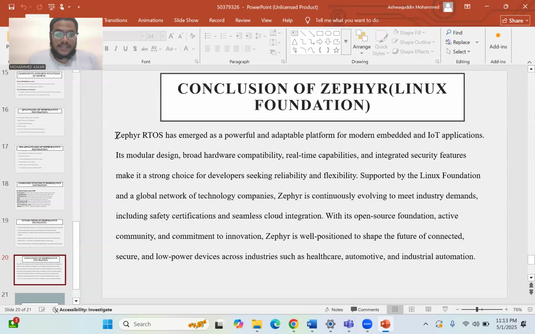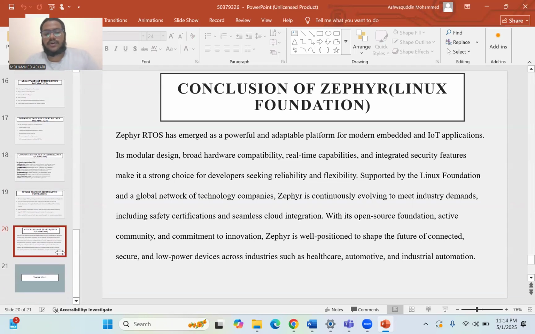All right. Zephyr RTOS has emerged as a powerful and adaptable platform for modern embedded IoT applications. Its modular design, broad hardware compatibility, real-time capabilities, and integrated security features make it a strong choice for developers seeking reliability and flexibility. Zephyr is continuously evolving to meet industry demands, including safety certifications and seamless cloud integration. With its open source foundation, active community, and commitment to innovation, Zephyr is well positioned to shape the future of the connected world. Although it's a new one, it's secure and low power and allows low power devices across industries such as healthcare, automotive, and industrial automation.